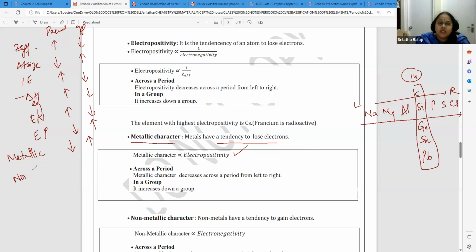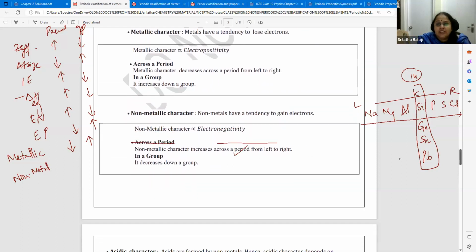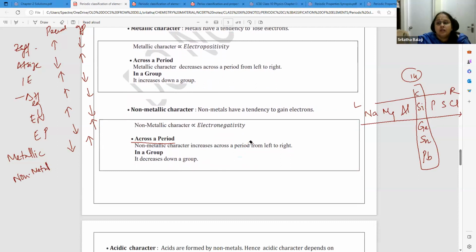And the opposite is non-metallic character. What is non-metallic character a function of? How does it vary? Metallic character is a function of electropositivity, which means non-metallic character, the tendency to gain electrons, is a function of electronegativity. So non-metallic character will increase across a period and decrease down the group. Got it?